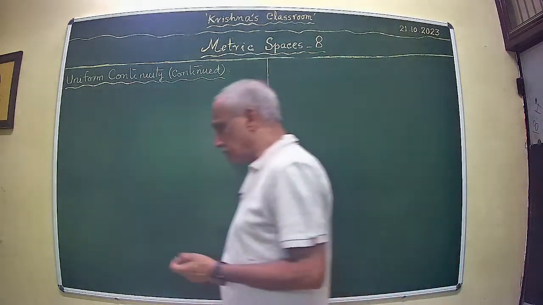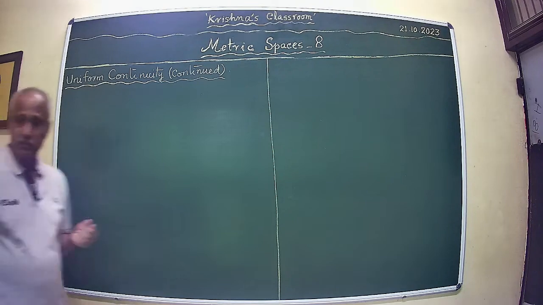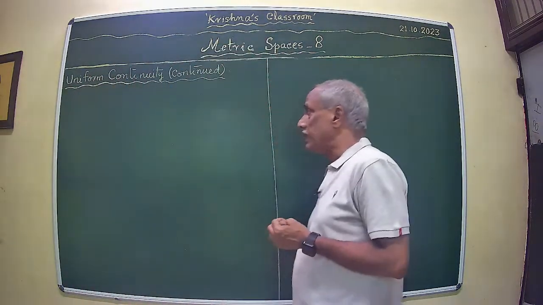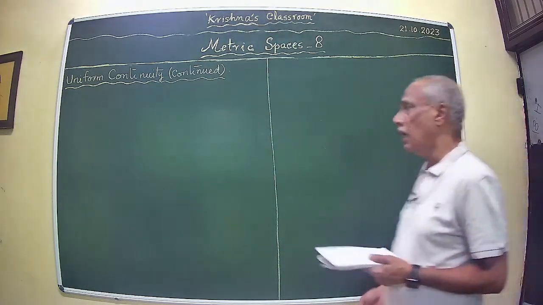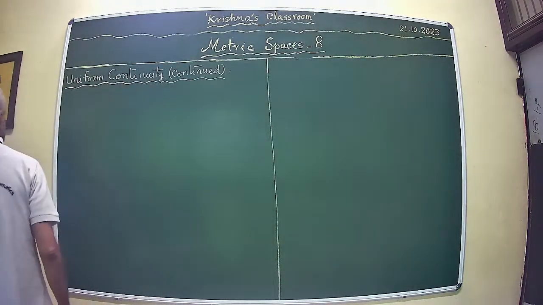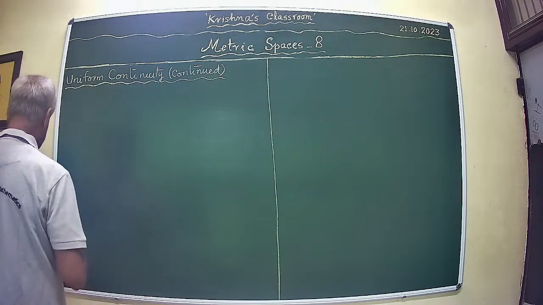We continue with our exploration of the concept of uniform continuity, which we left somewhat in the middle with some remarks on the function f(x) equal to 1 by x on the interval (0, 1). So let us once again start from there.